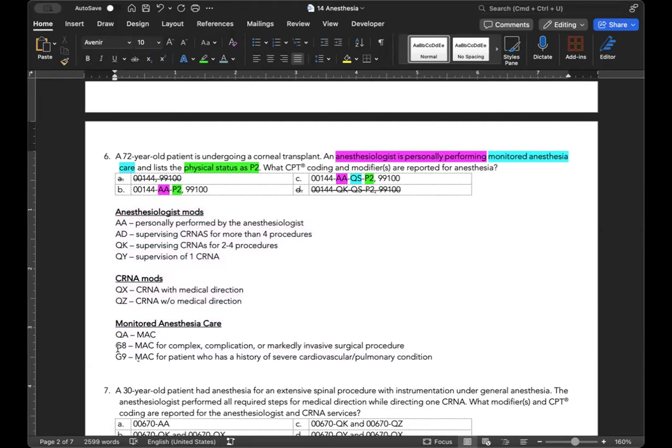Sorry, it is QX. QS, okay. Yes, sorry. And then also, what page did you write these in? I have them written on page 65 of the 2024. So at the bottom of the anesthesia guidelines, where you have that half of the column that's blank, that's where I have mine written.